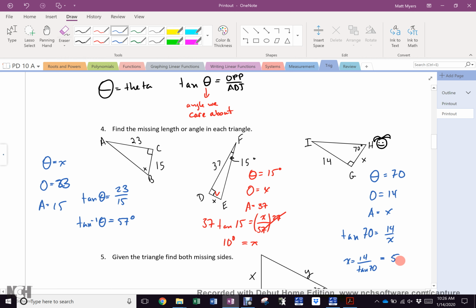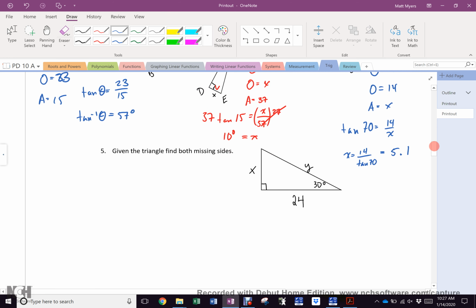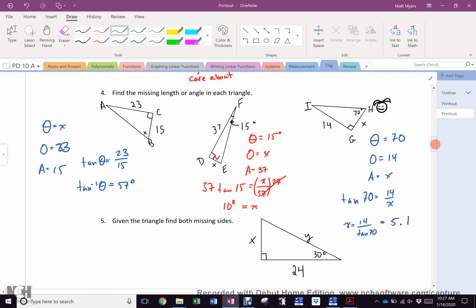Thank you. It's not a degree, it's 5.1. Remember, 1 decimal place for lengths. That's what I want to see. 5.09 becomes 5.1. Don't make me do a rounding lesson. So now, figure that one out.